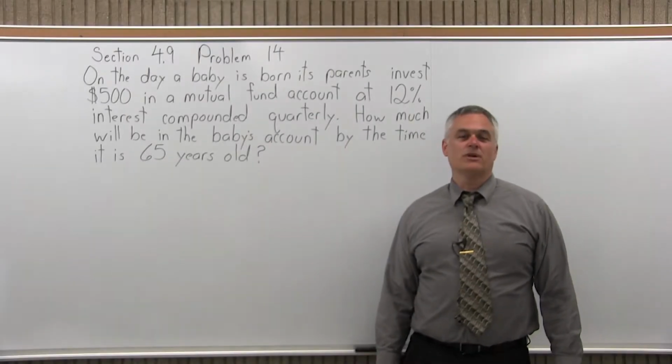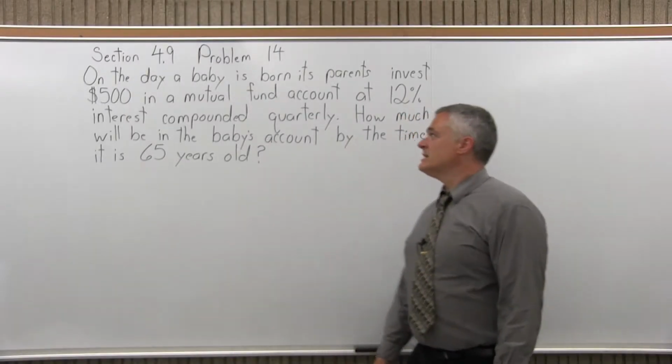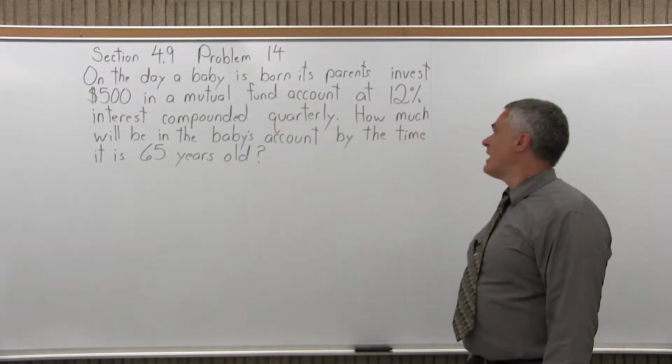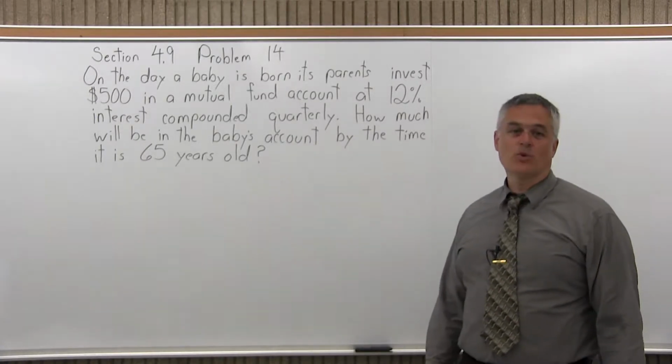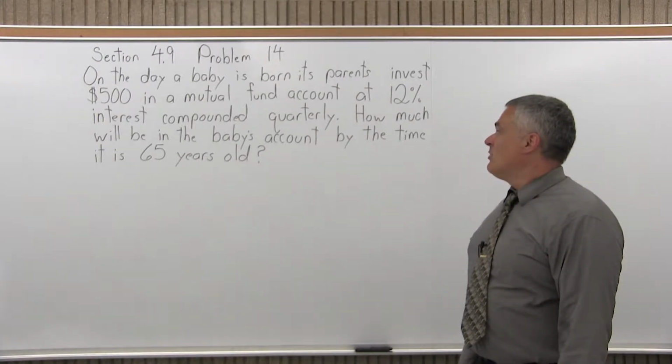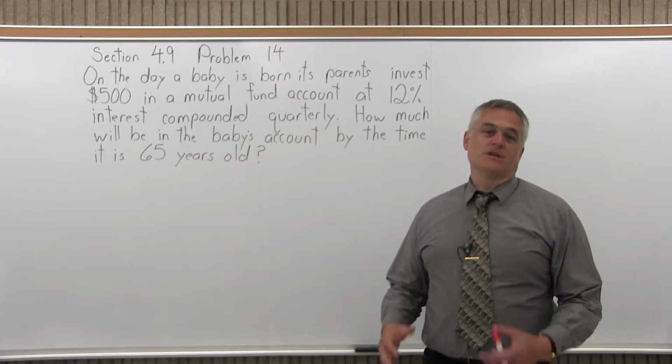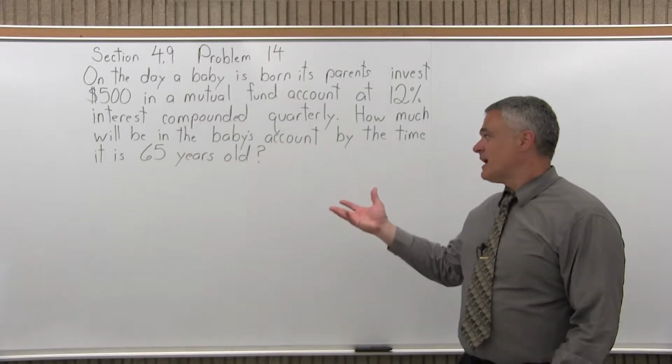This is Section 4.9, Problem 14. It says, on the day a baby is born, its parents invest $500 in a mutual fund account at 12% interest compounded quarterly. How much will be in the baby's account by the time it is 65 years old? Now, of course, it's not going to be a baby at that point, but I picked 65 because it's a typical retirement age.